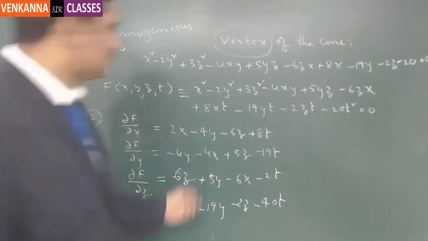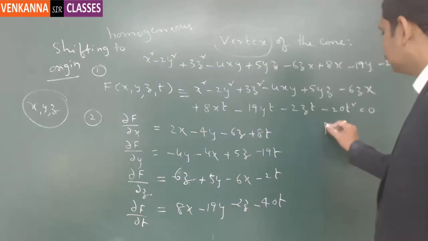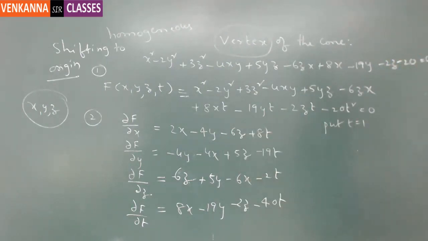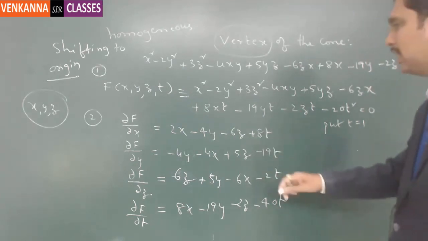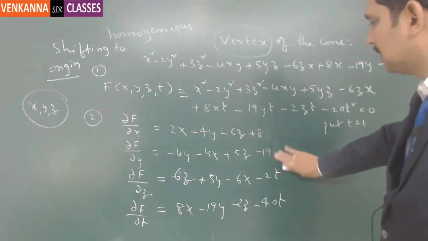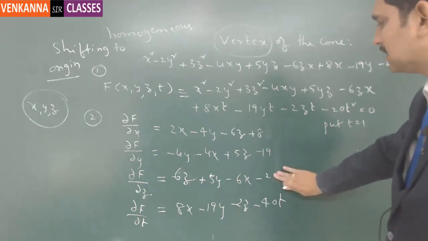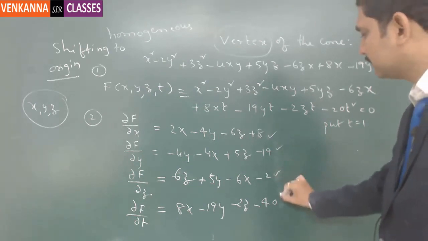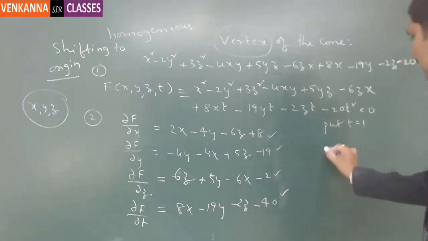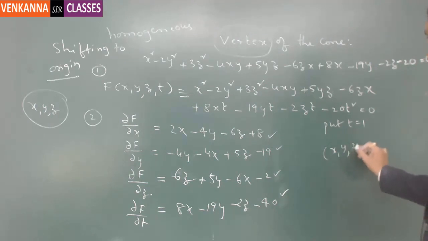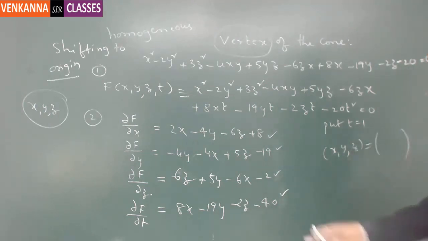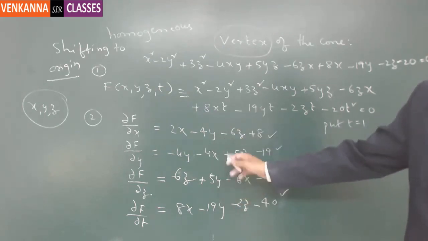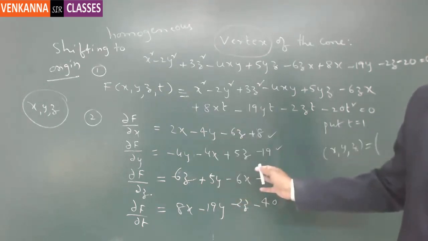So after finding these partial derivatives, we put t equal to 1 in the same values and we solve them. By putting t equal to 1, this is 8, this is minus 19, this is minus 2, this is minus 40. Now we solve these 4 equations, and you will get the values of x, y, z. It is nothing but solving regular equations. You can do it by simply solving the equations one after the other, or you can write it in matrix form and solve it whichever way you prefer.